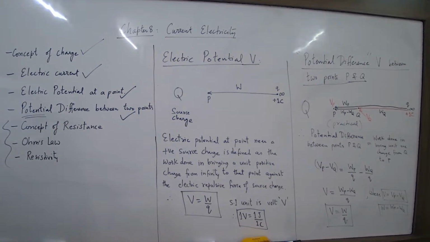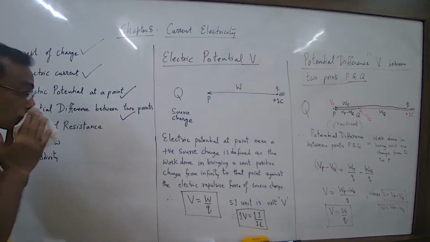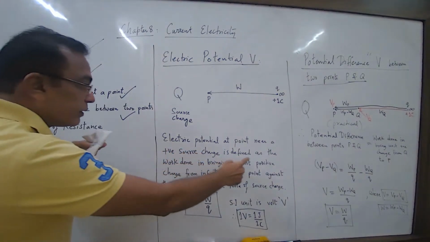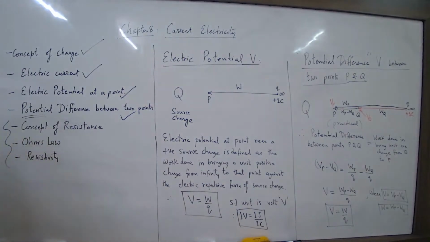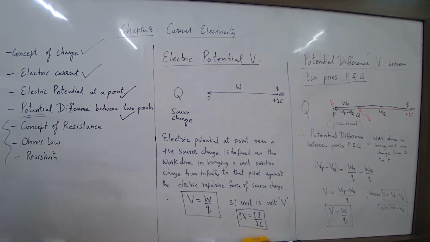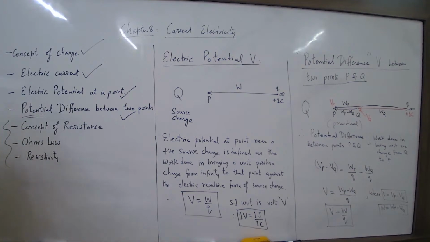You're saying unit charge when you're saying electron. What is the charge on an electron? Unit positive. Is the charge on an electron 1 coulomb? What is the charge on an electron? Minus 1.6 into 10 to the power minus 19. It is so small. It's not 1 coulomb.